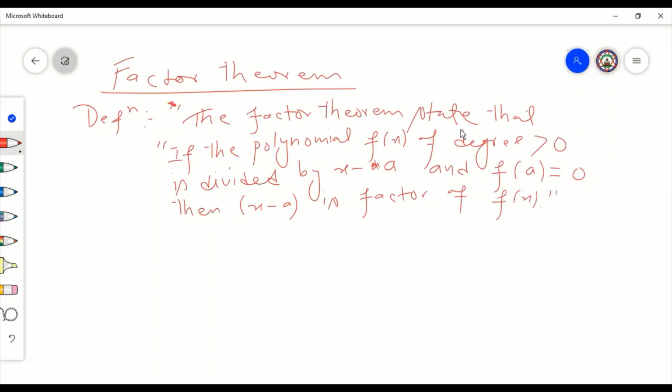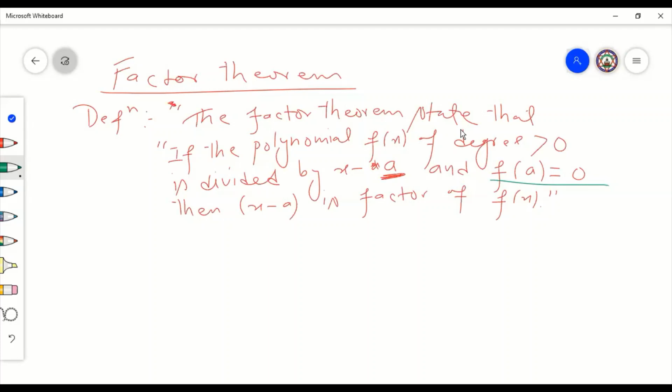Okay, this is the definition of the factor theorem. Factor theorem states that if the polynomial f(x) of degree greater than 0 is divided by x minus a, up to here it is the same as the remainder theorem. But there is one new part here, which you must memorize. To be a factor of any polynomial, the remainder must be 0. So f(a) equals 0 is given to you.